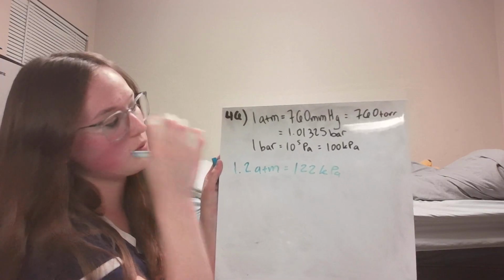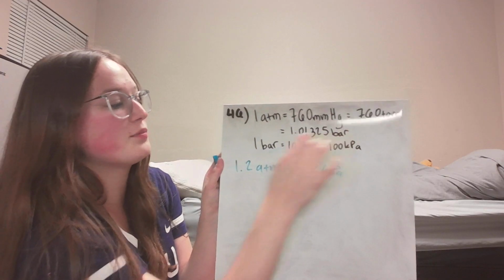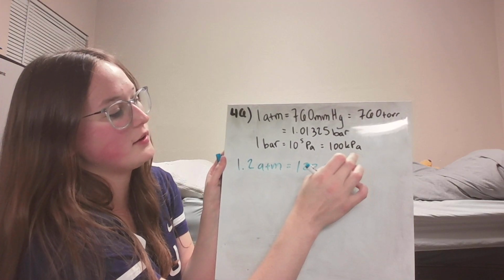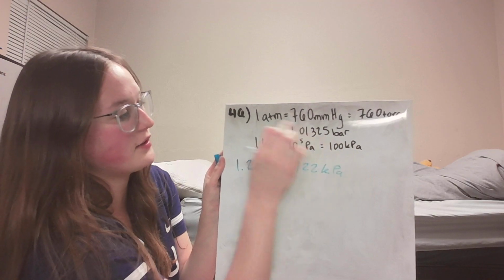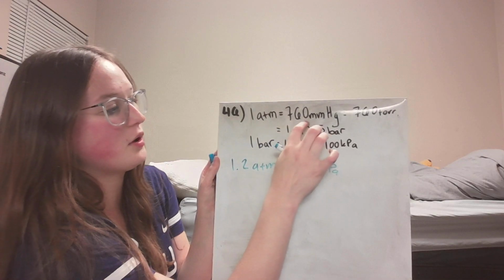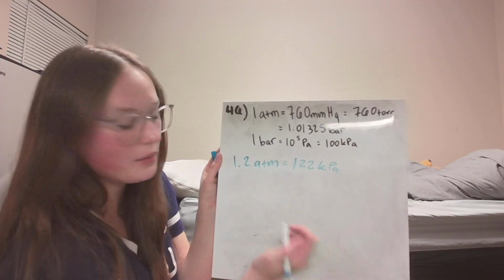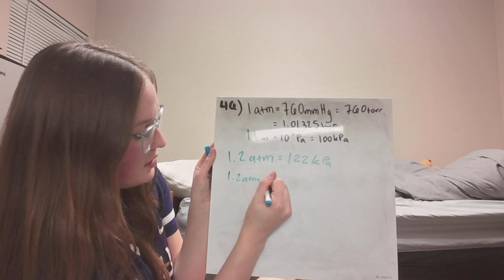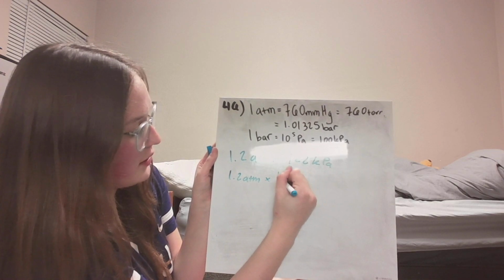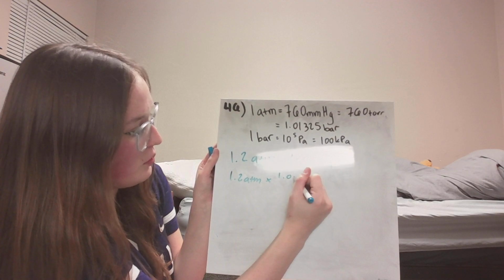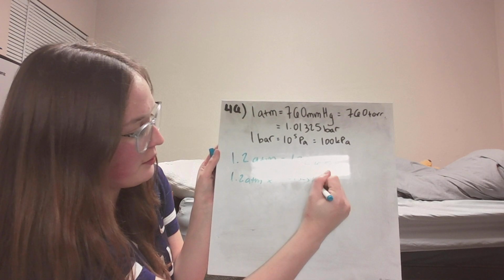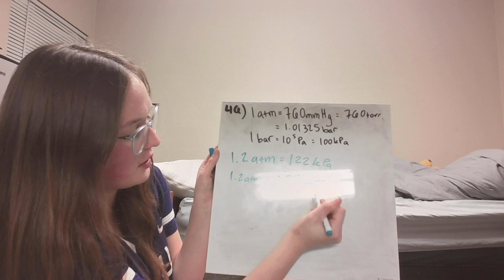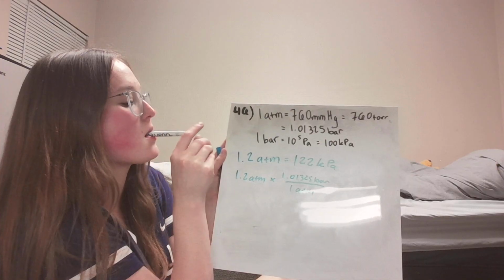So the first thing we're going to do is convert ATM to bar because bar equals kPa. We have a direct link between kPa and bar, but we don't have a direct link from kPa to ATM. So we have to go from ATM to bar to kPa. So we do 1.2 ATM times 1.01325 bar over 1 ATM.